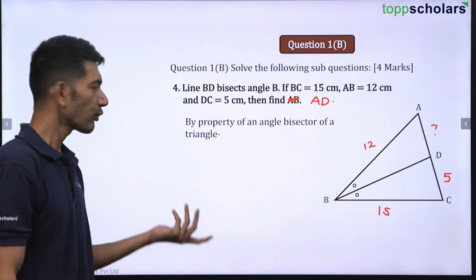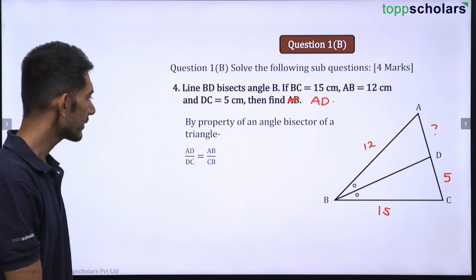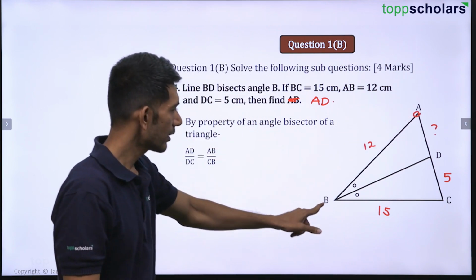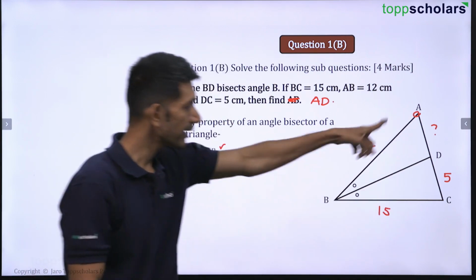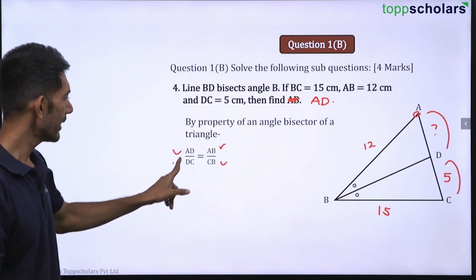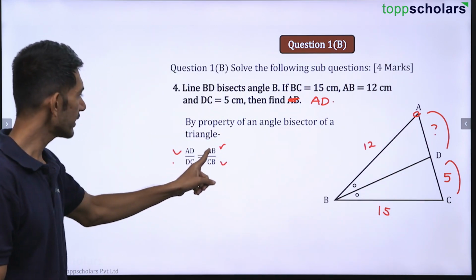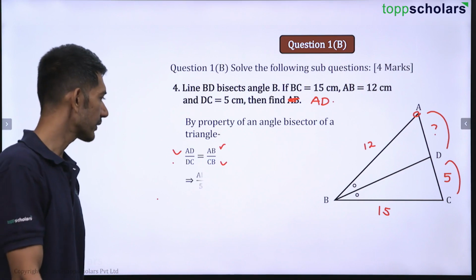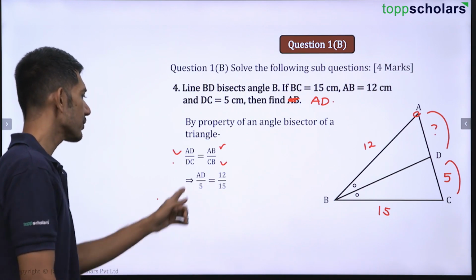Perfect. So we know the property of angle bisector, right? Whenever we have an angle bisector, what is the property? We start from this vertex: AB by BC is equal to AD by DC. You start with vertex A, that becomes easy for us to write down. Now you put the values. Now it is not that difficult. So AD by 5 is equal to 12 by 15, and then you just take 5 on the other side.